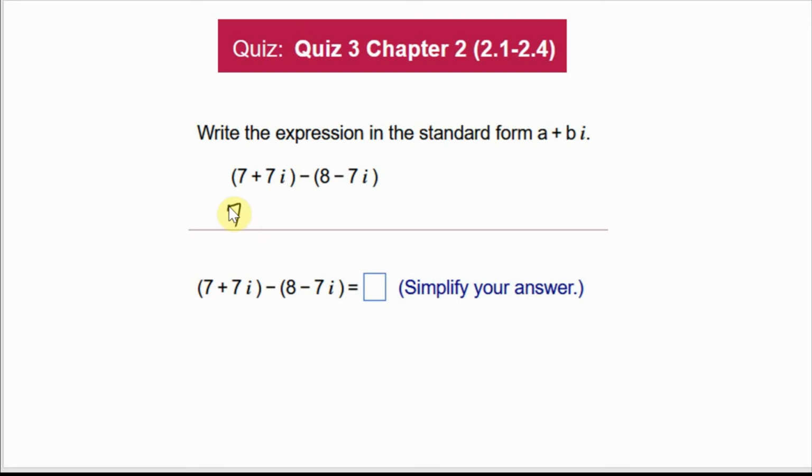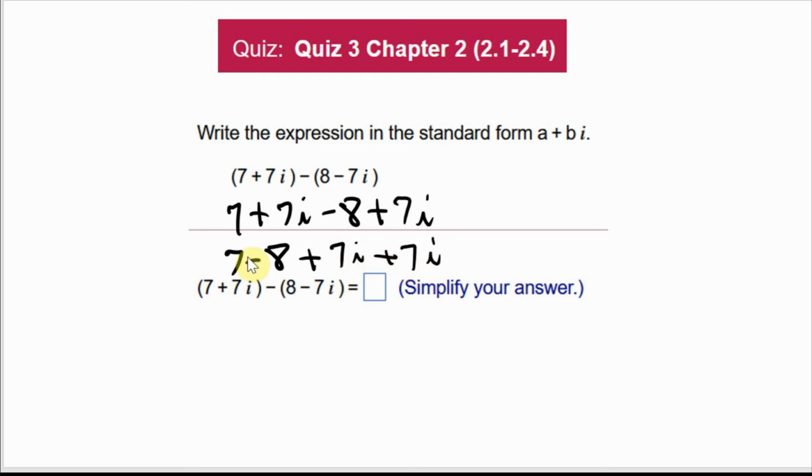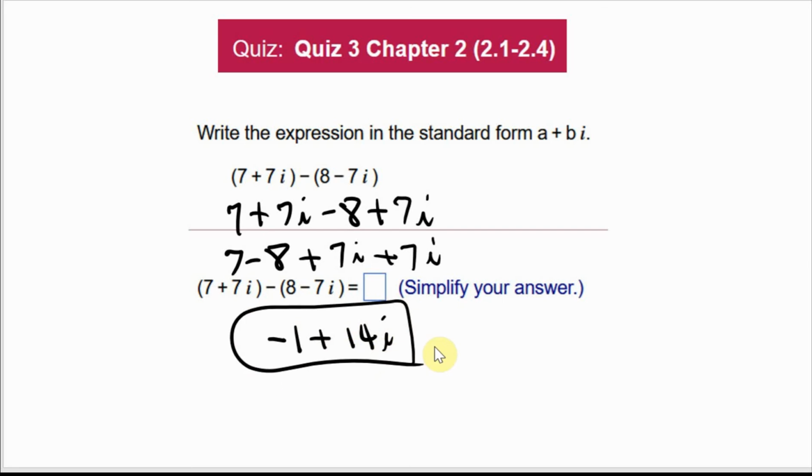we're going to simplify. So we get 7 plus 7i. Drop the parentheses here. This is minus 8 plus 7i. And so we get the like terms together. So that's the 7 minus the 8, and then plus 7i plus 7i. So 7 minus 8 is -1, and then plus 14i, and that's written in the standard form.